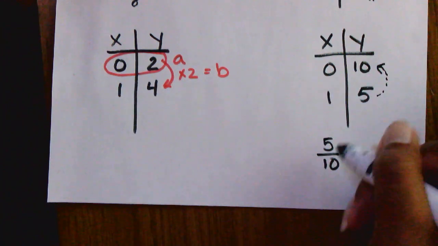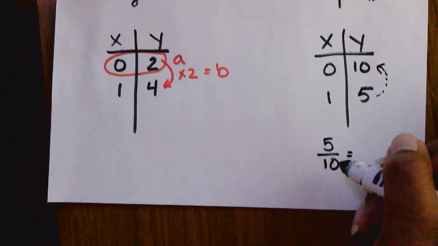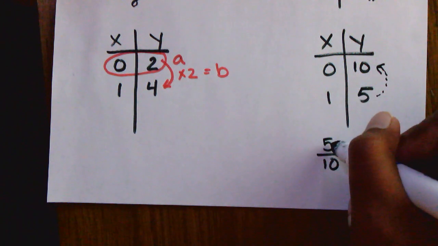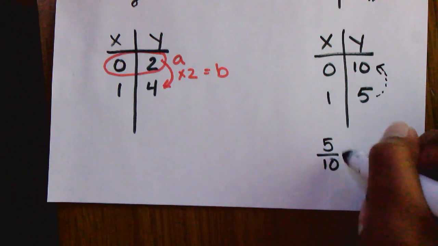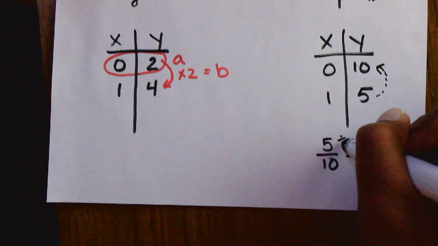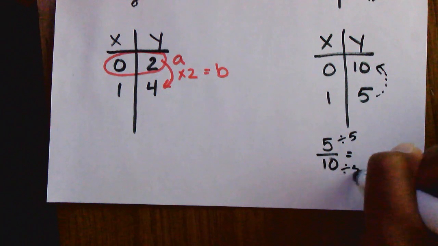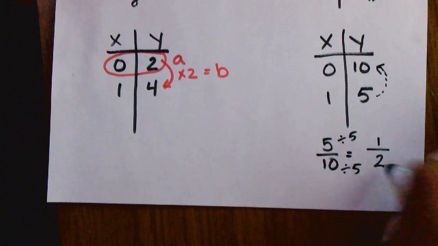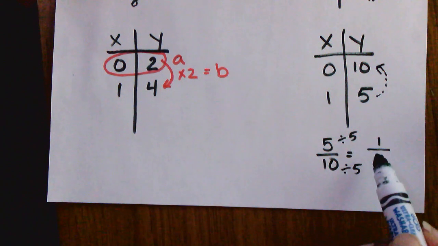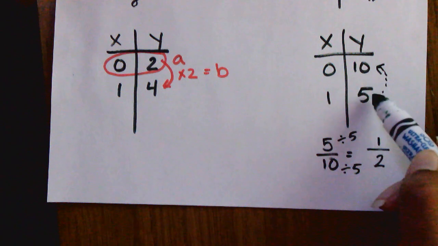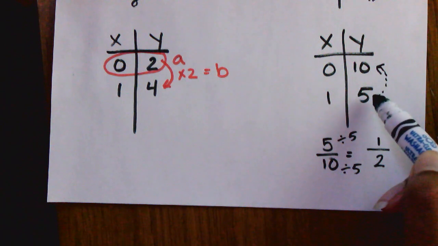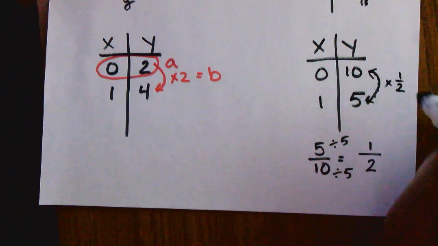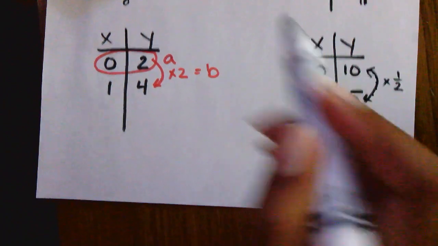From here, you really want to keep these as a fraction, because decimals can get really weird looking. So keep these as a fraction as much as you can. These have a common factor. 5 and 10 have a greatest common factor of 5, so I can divide both my numerator and denominator by 5. 5 divided by 5 is 1. 10 divided by 5 is 2. And that's our most simplified form. So 10 times 1/2 will give you 5. So that's our growth factor.